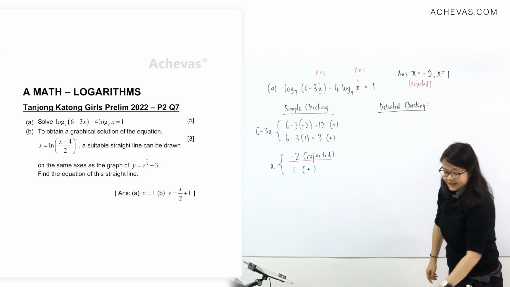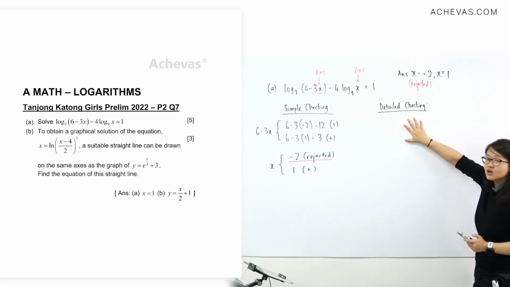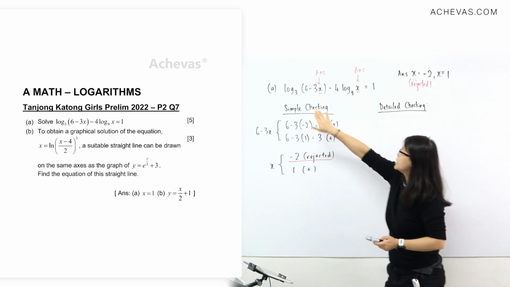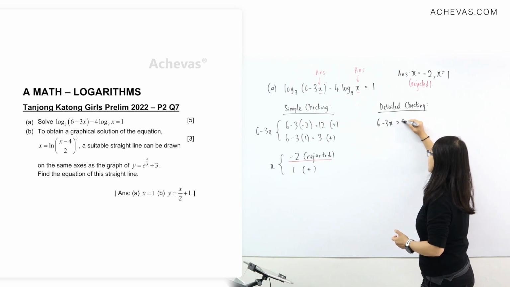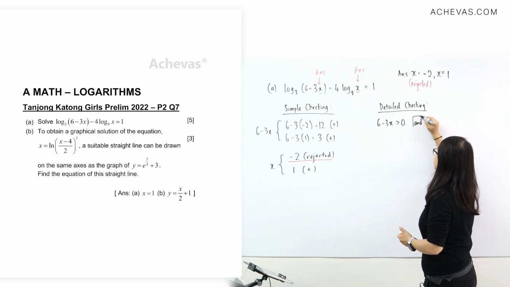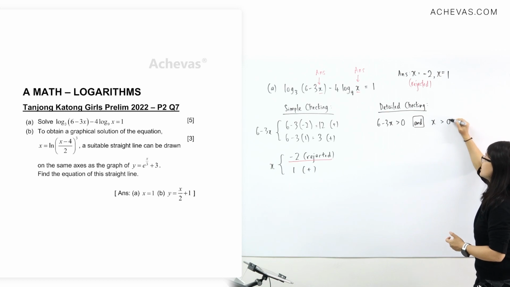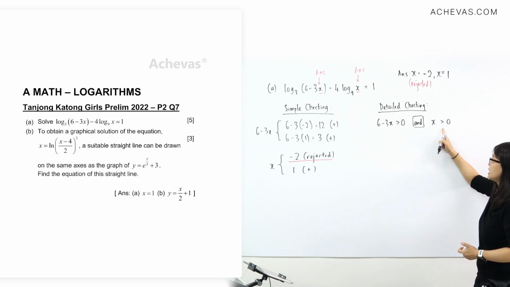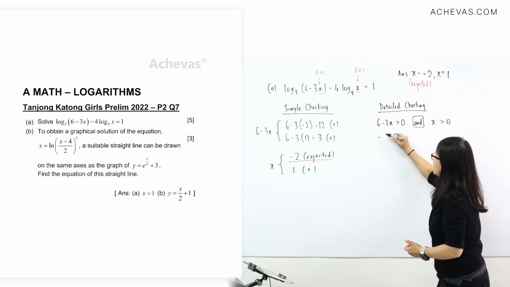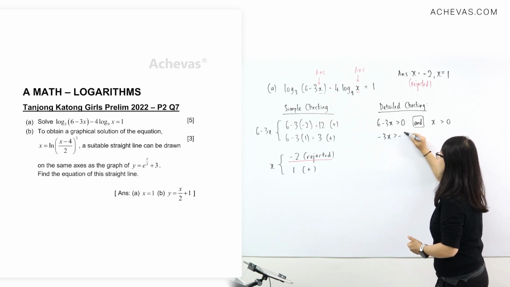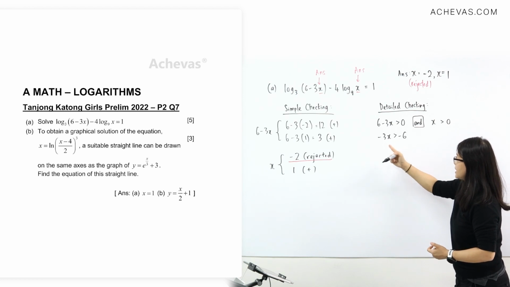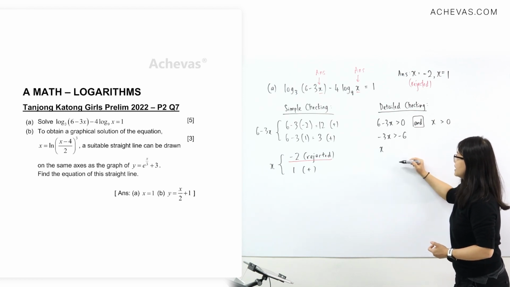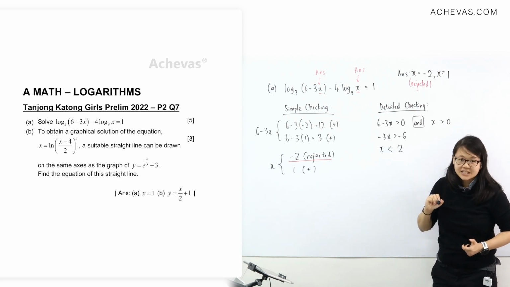Okay. Next, checking. If you want to do a very detailed checking, we check that 6 minus 3x must be more than 0 and x must be more than 0. So this one you don't have to do anything anymore. Let's just solve for this one. Negative 3x must be more than negative 6, moving 6 to the right hand side. Let's divide by negative 3, and be a bit careful because when dividing by a negative number in an inequality, you have to switch it. So I have x less than 2.